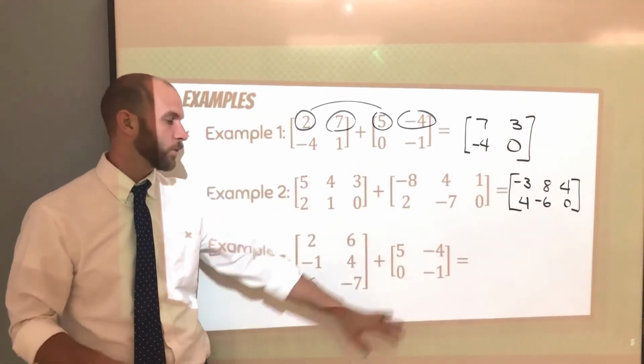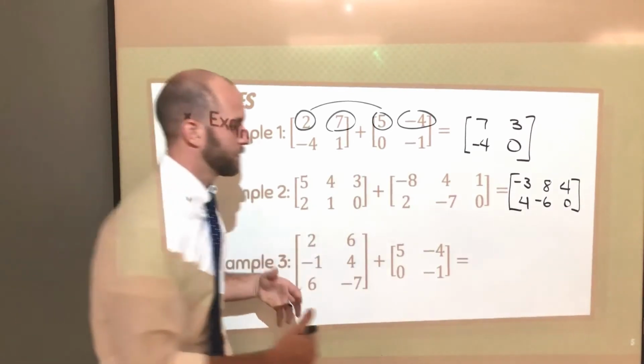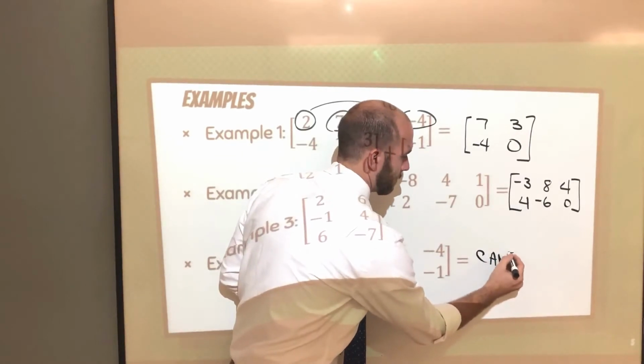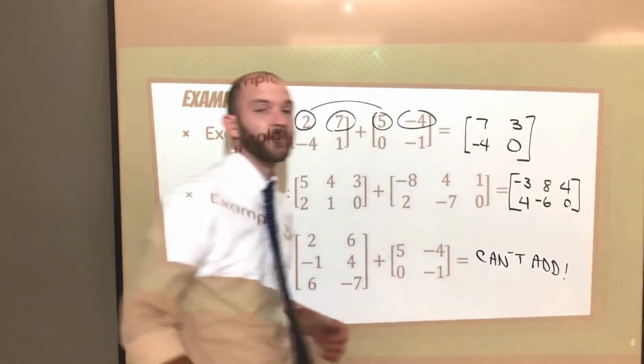Since there's nothing for those to match up with in this second matrix, we actually can't add them. It's not the thing where we can change this matrix and put zeros in. We just can't do it. So we'll just make a note here, we can't add these. Can't add those together.